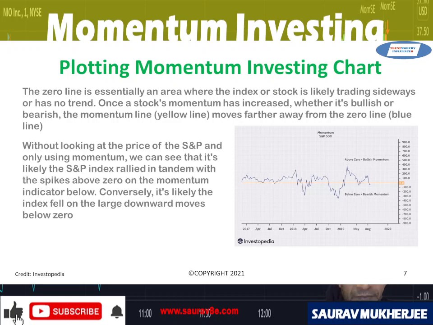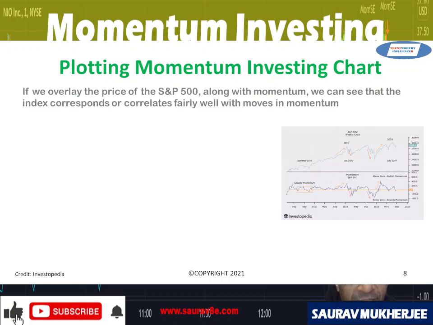Without looking at the price of the S&P 500 and only using momentum, we can see that it's likely the S&P index rallied in tandem with the spikes above zero in the momentum indicator. Conversely, it's likely the index fell on the larger downward moves below zero. Now, if you overlay the price of the S&P 500 along with momentum, we can see the index correlates fairly well with moves in momentum.